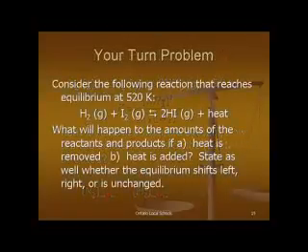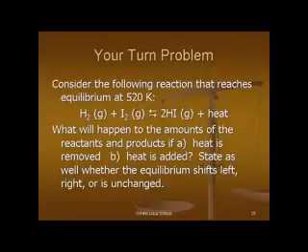Time for a your turn problem. You're probably thinking, but we've been doing those under the guise of sample problems. Yeah. Well, here's a your turn problem. Consider the following reaction that reaches equilibrium at 520 Kelvin. Here we have the synthesis of hydrogen iodide from hydrogen and iodine gases. And this is exothermic. It produces heat. So what will happen to the amounts of reactants and products if A, heat is removed, B, heat is added, and state as well whether the equilibrium shifts left, right, or is unchanged.